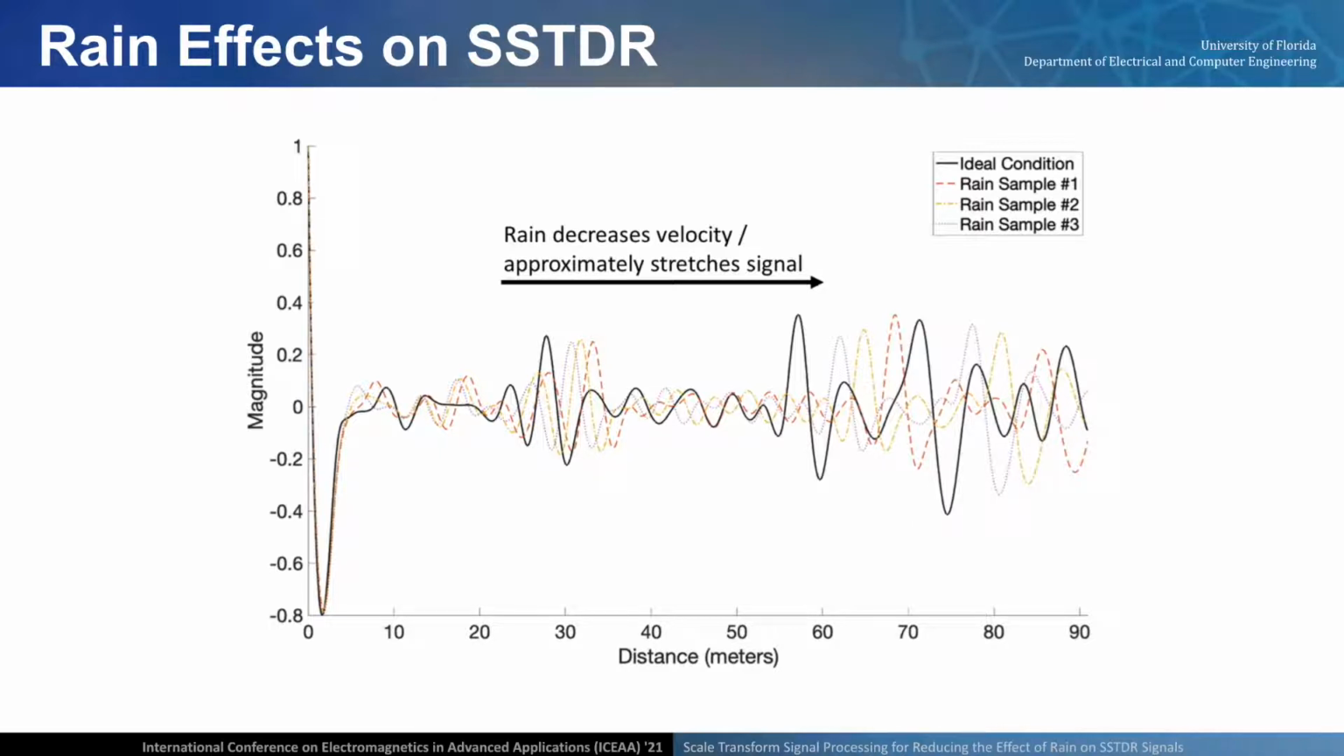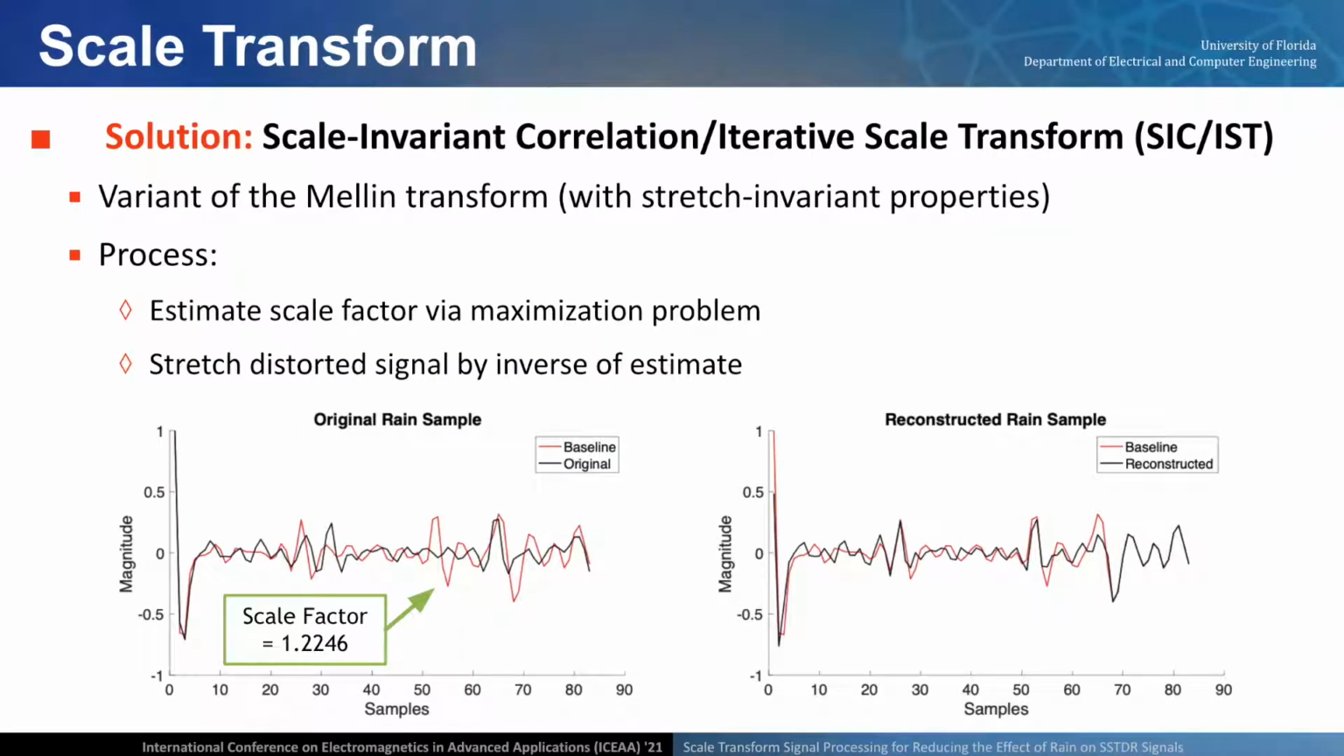This image quite clearly shows it, where the black is an ideal condition SSTDR signal. And we've got 3 rain samples shown in the red, the yellow, and the purple. As you can see, when moving from the black to the other signals, the peaks shift.